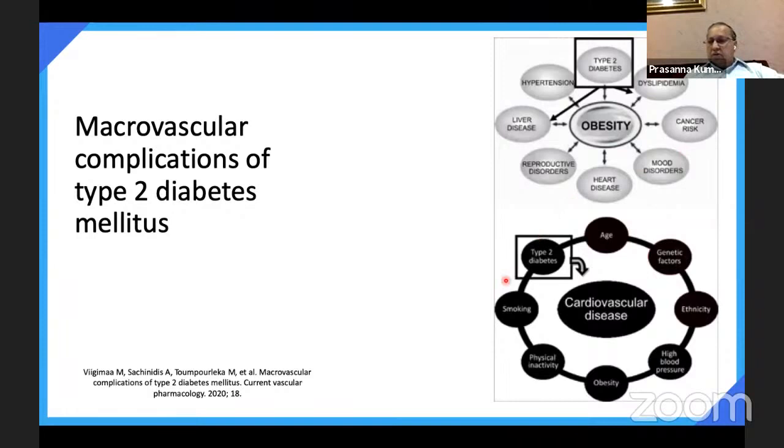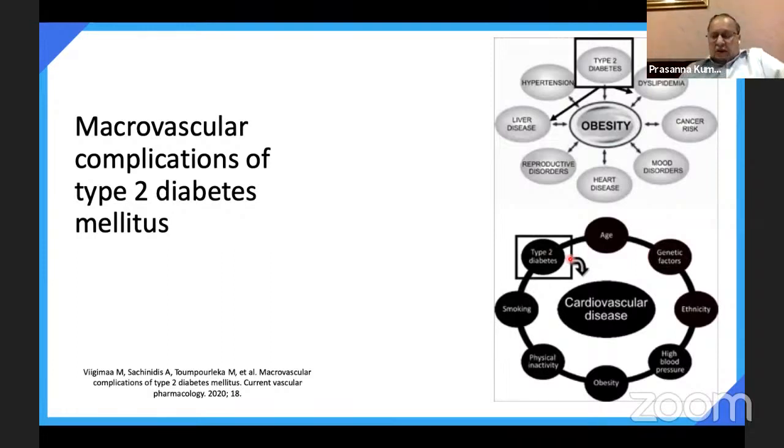So also diabetes contributes to a great extent to cardiovascular diseases. And what are the other things that contribute to it? Age, genetic predisposition. If there is a strong family history of heart disease, then also you'll get it. Ethnicity, Asians have more cardiac disease, high blood pressure, obesity, physical inactivity, smoking. So meaning that diabetes only contributes to 16% of cardiovascular disease.